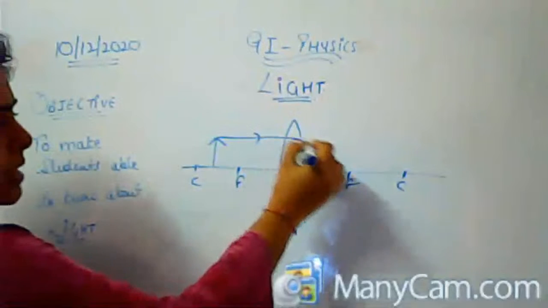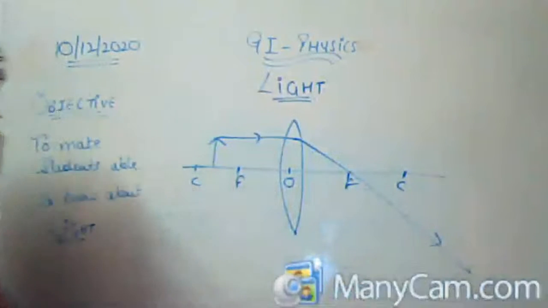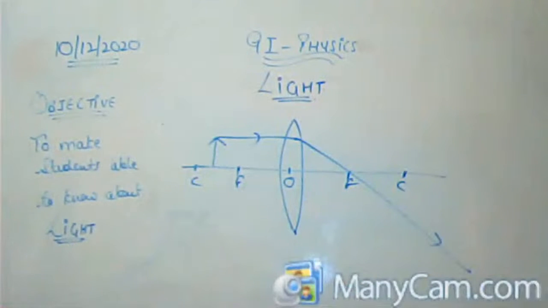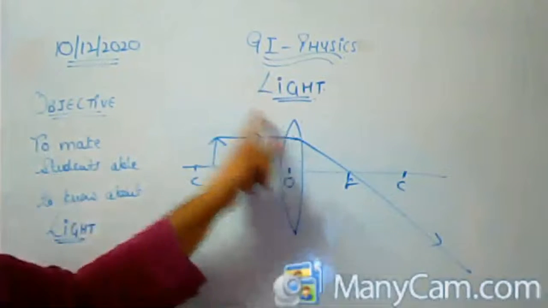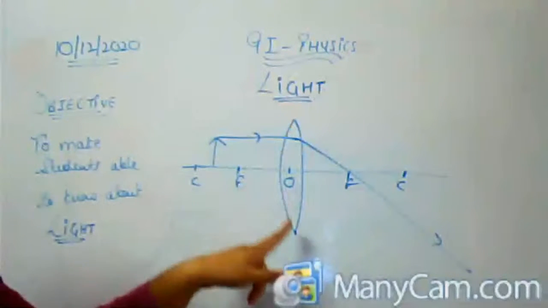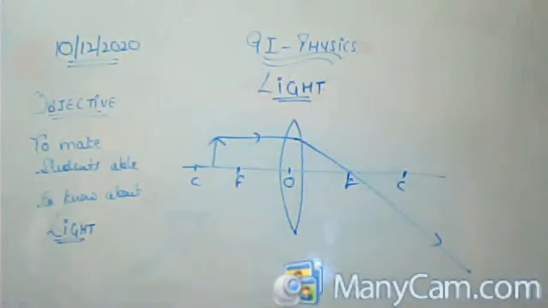It will pass like this. Got it? यहाँ पे रिफ्लेक्शन नहीं होगी, स्ट्राइक करके वापस नहीं आएगा क्योंकि यहाँ पे मिरर नहीं है. There is a lens. Fine. So it will pass through the focus.